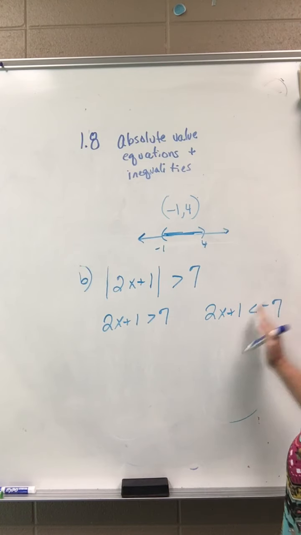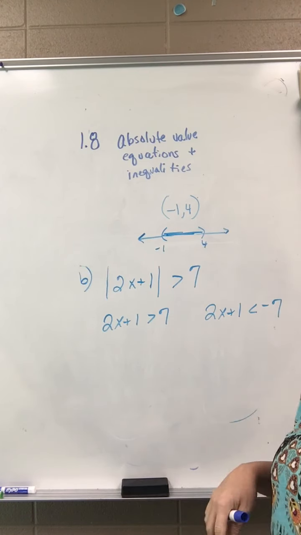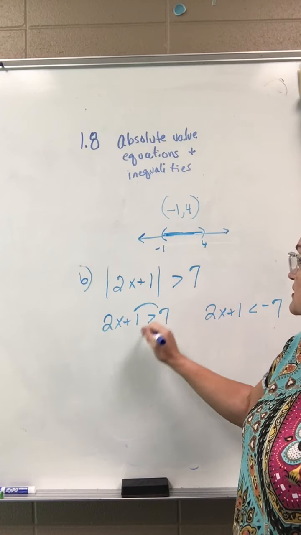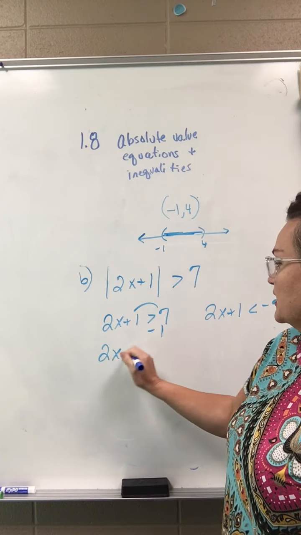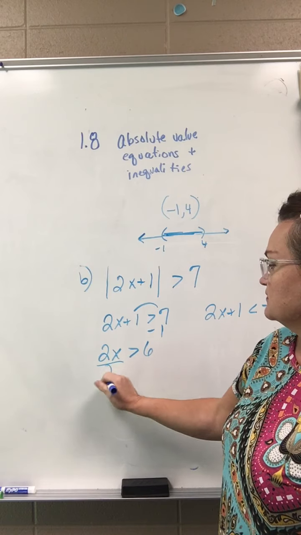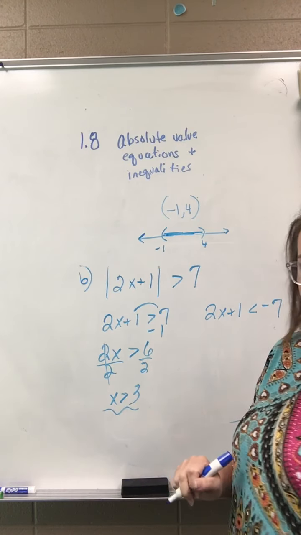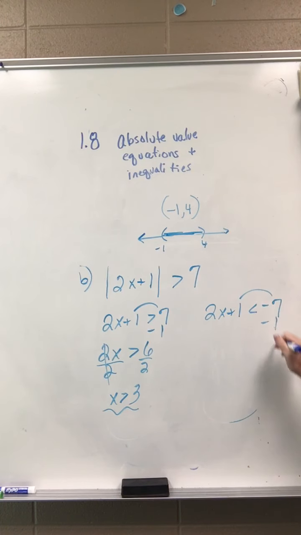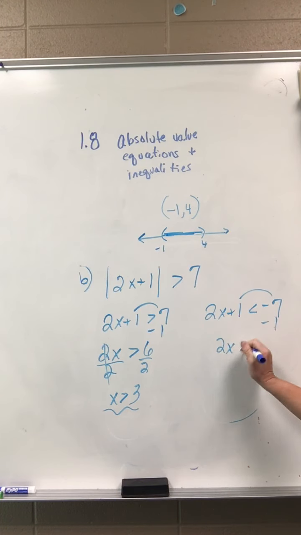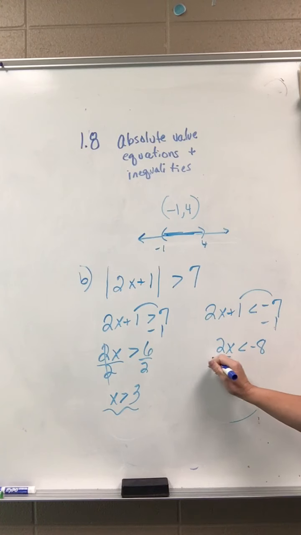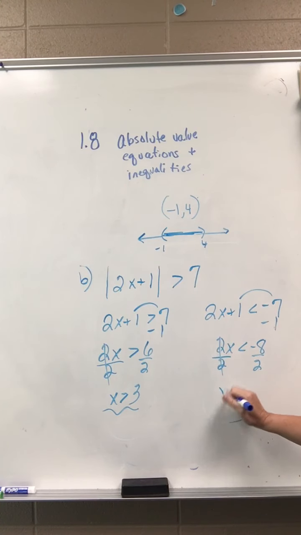See how we change and change. Two changes on the second part. Then we solve these equations. 2x greater than 6. Divide by 2. X is greater than 3. That's one of our answers. The other one, we minus the 1 and get 2x is less than negative 8. Divide by 2. X is less than negative 4.